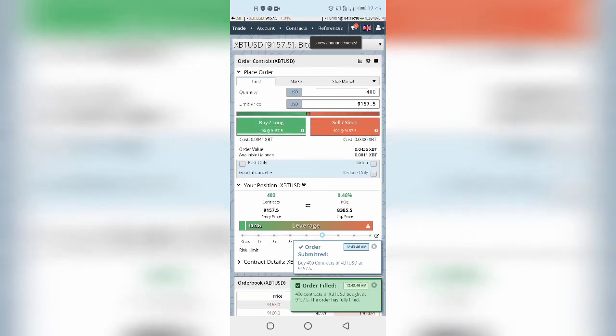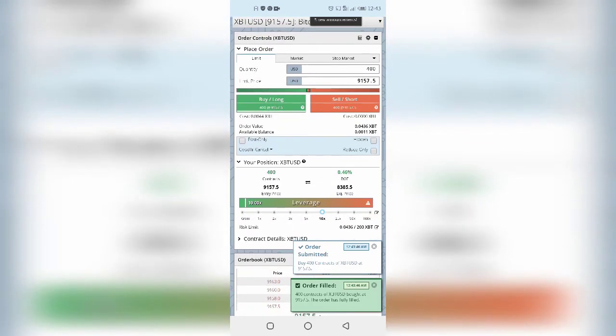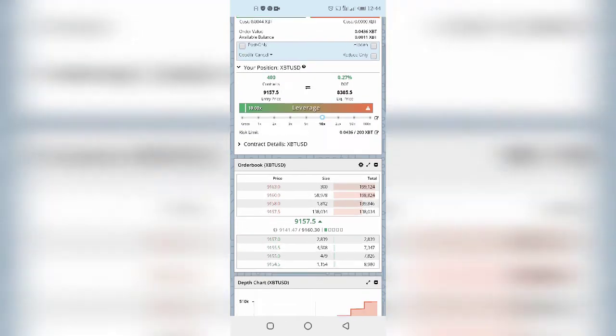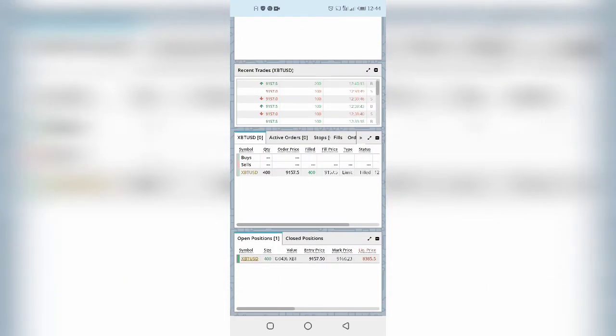So now our order has failed. Now that order has failed, we are like 0.46% profit already. So you can see the percent profit. Then now that order has failed, there are two ways that you can set your take profit.